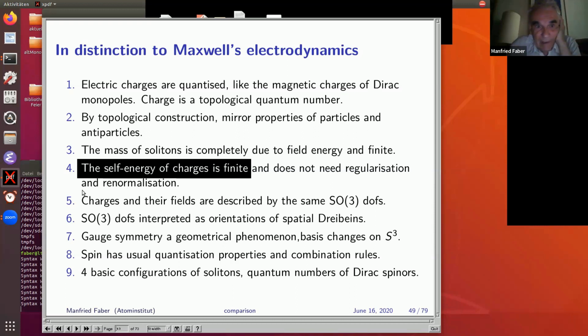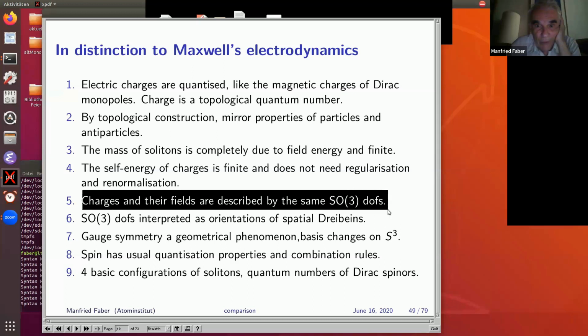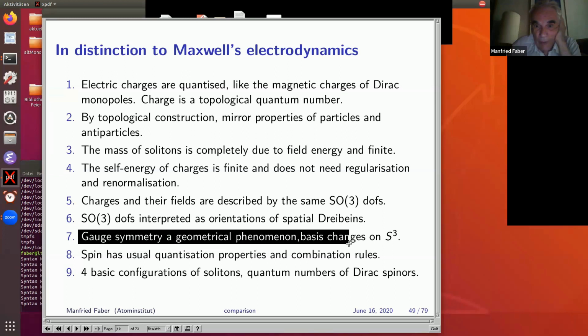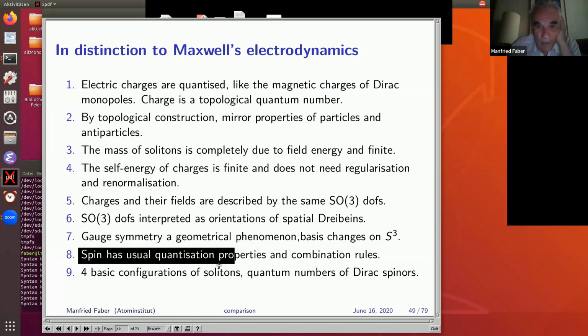Charges and their fields are described by the same degrees of freedom. So there is no difference between the electron and its field. They are described by the same three rotational degrees of freedom. It's an interpretation as spatial Dreibeins, which are rotated in space. Gauge symmetry is a geometrical phenomenon, and its basis changes on S3. Spin has the usual quantization properties and combination rules. It's also nothing in Maxwell's theory, which comes from quantum mechanics, and it's coming from topology.